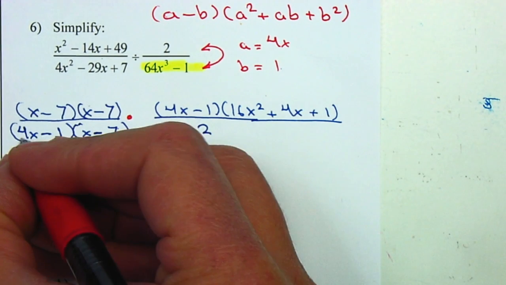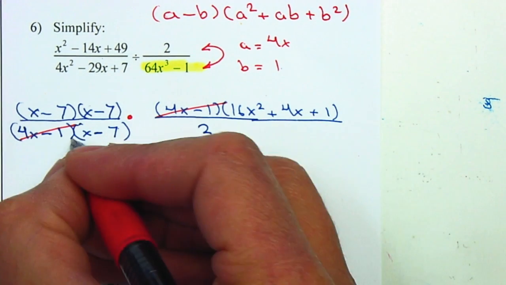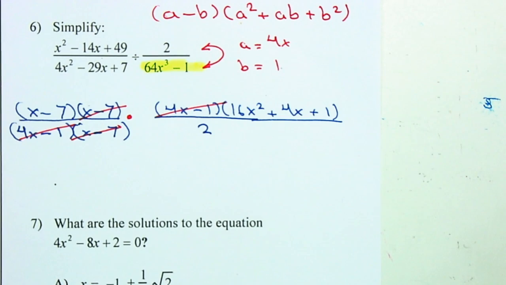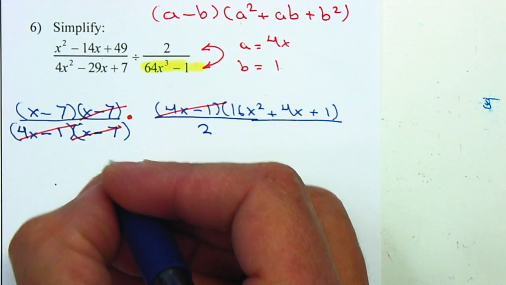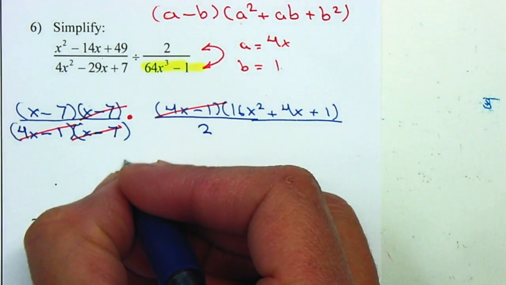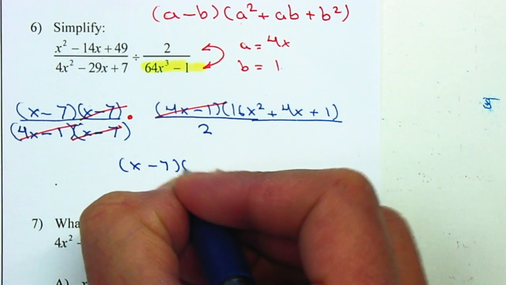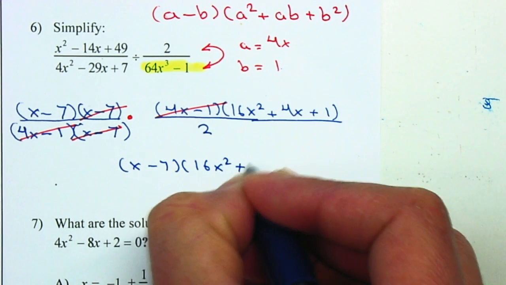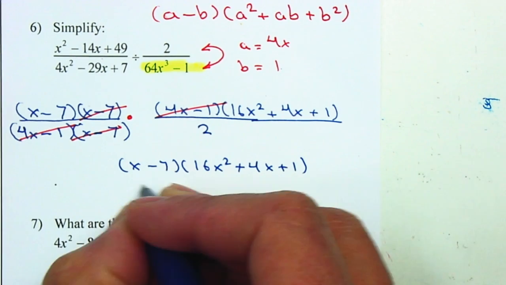Now we can see what cancels. That 4x minus 1 cancels. That x minus 7 cancels, only one of them. On the numerator, we have x minus 7, and on the denominator we have 16x squared plus 4x plus 1, divided by 2.